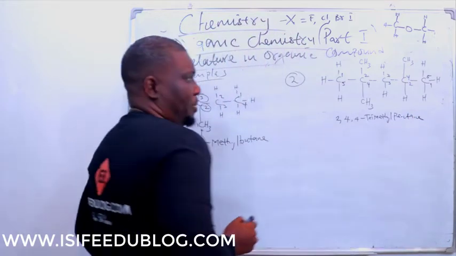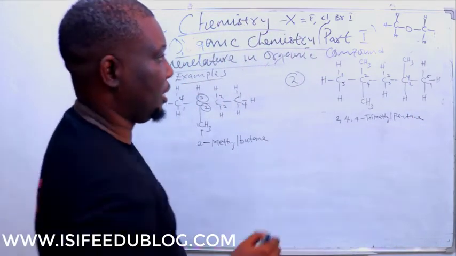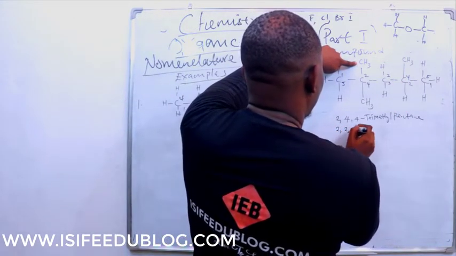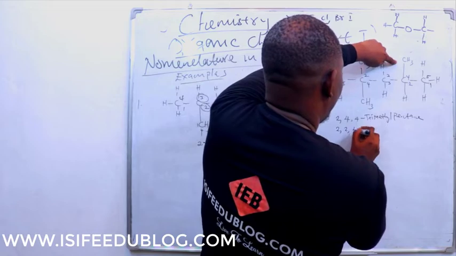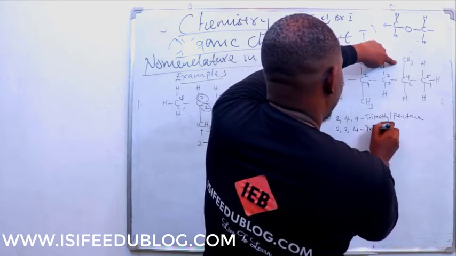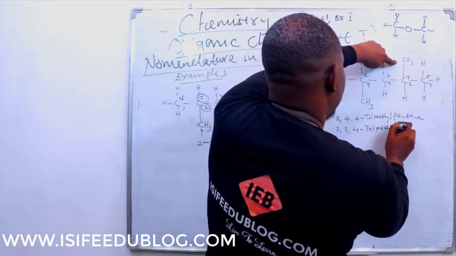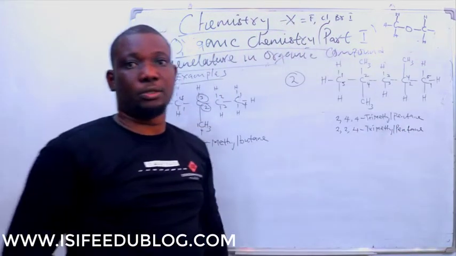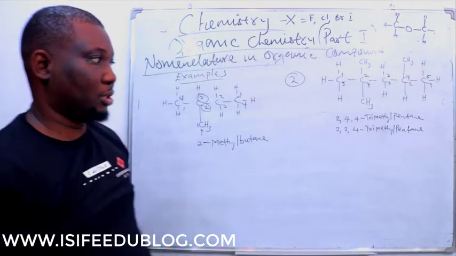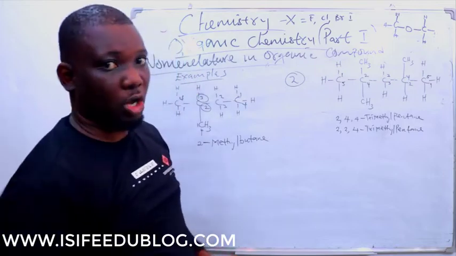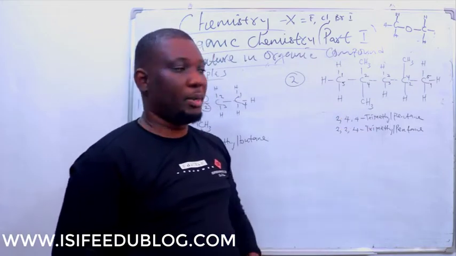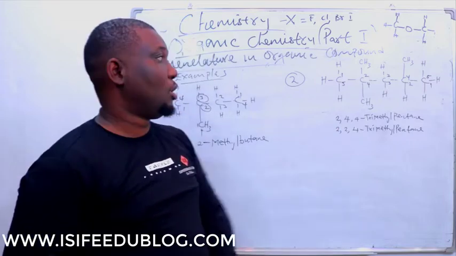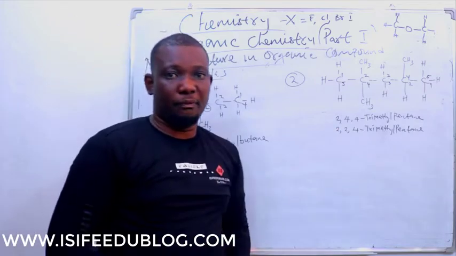The other perspective to this name, coming from here, I have 2, 2, and then 4, trimethylpentane. Now, the examiner would like to use this structure to trick students, so do not allow yourself to be tricked. To some, this is 2,4,4-trimethylpentane. To some, they will say it's 2,2,4-trimethylpentane. Which one is the correct name of this organic compound?